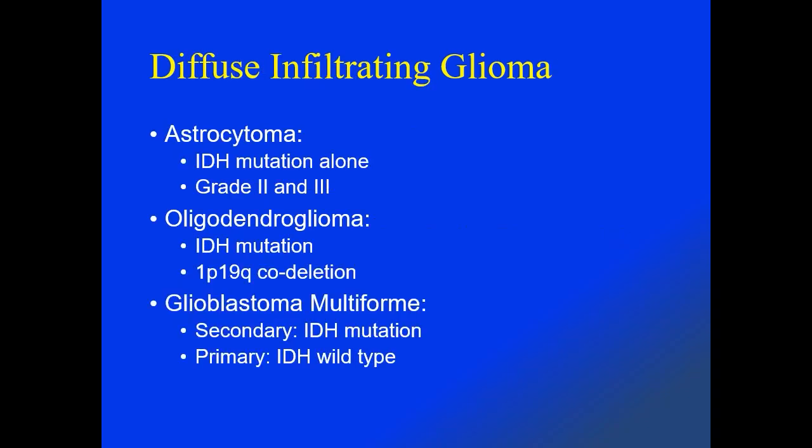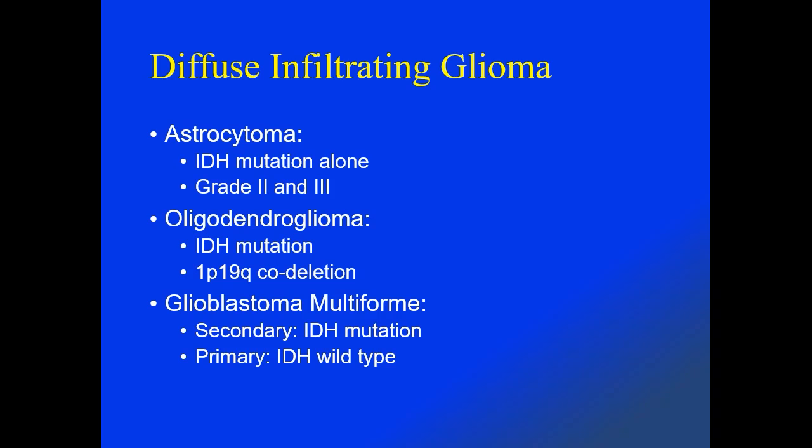Within the diffuse infiltrating glioma group, astrocytomas are the most common. They are commonly associated with IDH mutation in their grade 2 and grade 3 astrocytomas. Oligodendrogliomas also have IDH mutation, but they also are found to have 1p19q co-deletion. So any diffuse infiltrating glioma that meets the criteria of both IDH mutation and 1p19q co-deletion are by definition oligodendrogliomas.